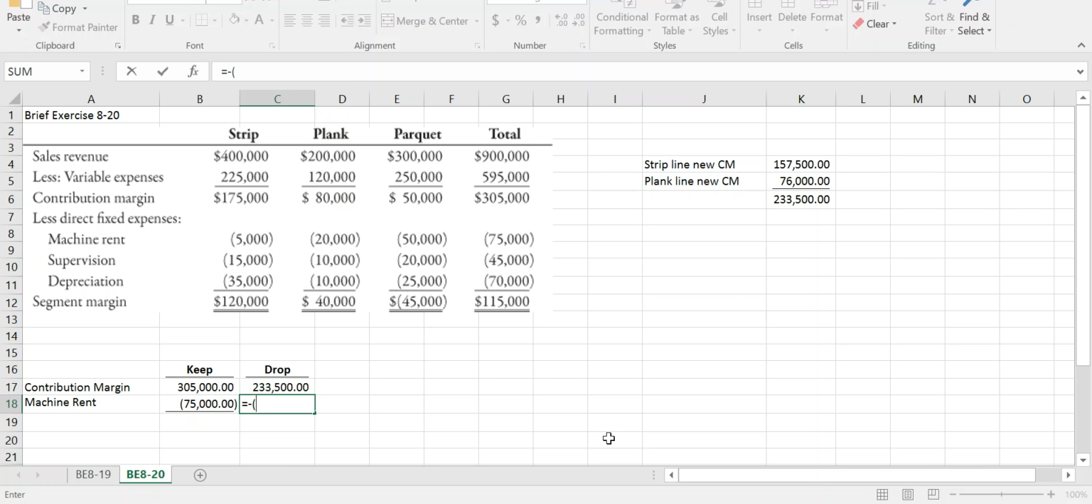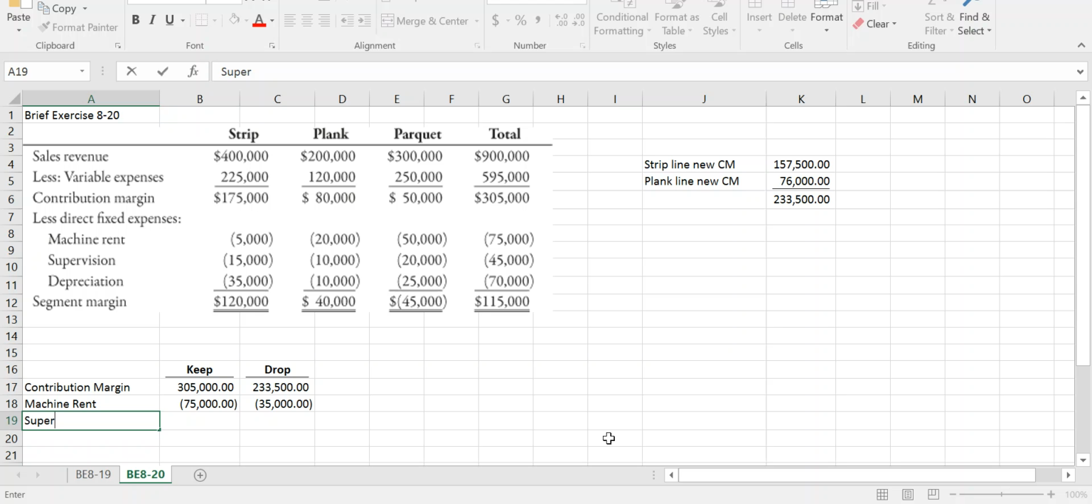So if we drop it, we'd still have the $5,000 that we have to pay for the strip, $20,000 that we have to pay for plank, and there still would be $10,000 associated with the Parquet line that we can't get rid of yet. Maybe it's a lease that we have for the next year that we're going to have to pay regardless of whether we have that Parquet line or not. So we'd only have to pay $35,000 in machine rent.